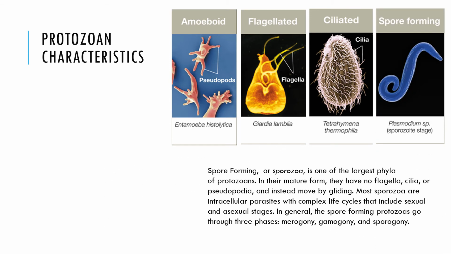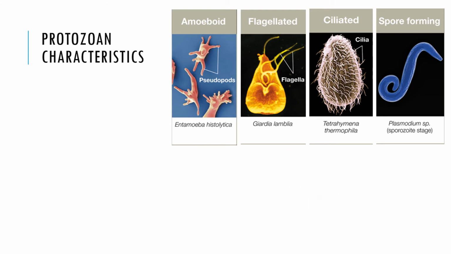Spore-forming protozoa. These spore-forming protozoa, or sporozoa, are one of the largest phyla of protozoans. In their mature form, they have no flagella, no cilia, no pseudopodia. Instead, these spore-forming protozoa move by gliding. Most sporozoa are intracellular parasites with complex life cycles that include sexual and asexual stages. In general, the spore-forming protozoa go through three phases: merogony, gamogony, and sporogony.